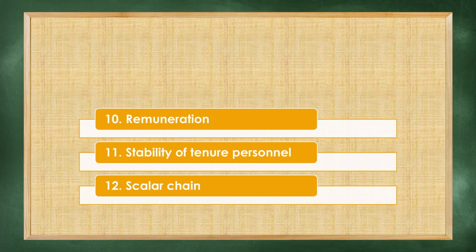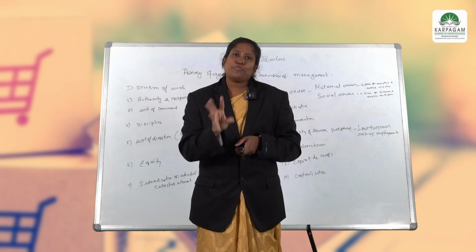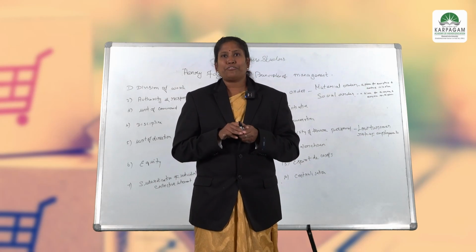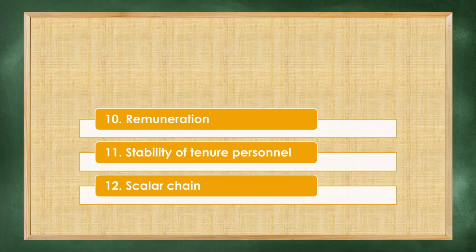Next one is remuneration. Every employee is coming to the organization, and the main purpose is remuneration. So it gives much more satisfaction for the workers. So the remuneration may be in the form of basic pay, bonus, incentives or insurance premium, additional pay or something, service benefits, retirement benefits, maybe in the form of like this. Next one is stability of tenure of personnel.